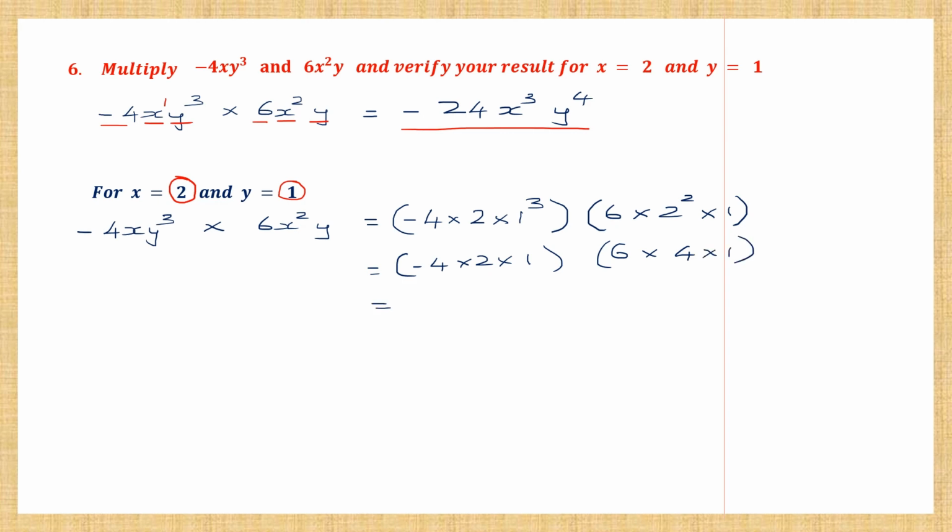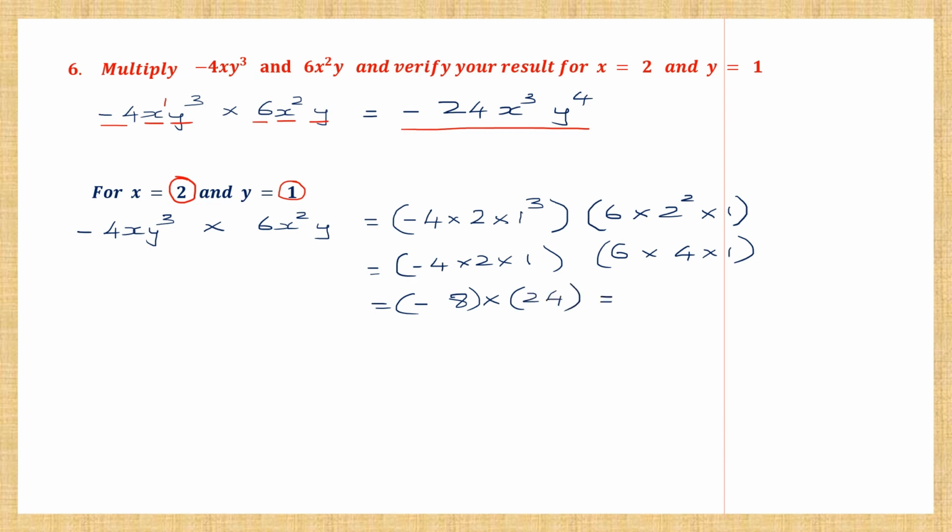So here what do we have? Let's multiply all the numbers and see. Minus is the sign because there's no other sign. So the answer will also have a minus sign. Now let's multiply the numbers. 4 2's are 8, 8 1's are 8. So we have minus 8 here, into, and on the other side here what do we have? 6 4's are 24, 24 into 1 is 24. So this is 24. So now let's multiply.